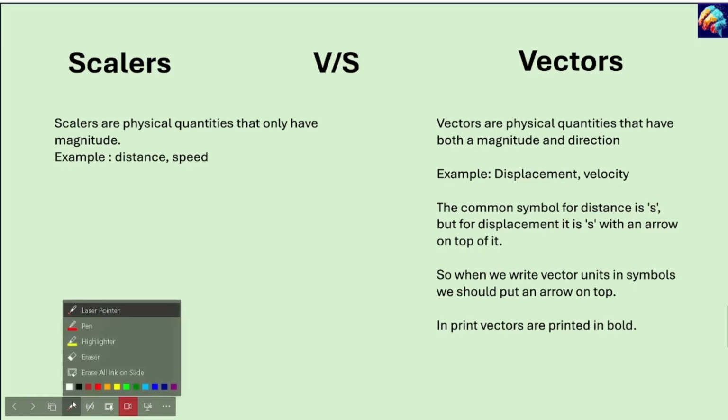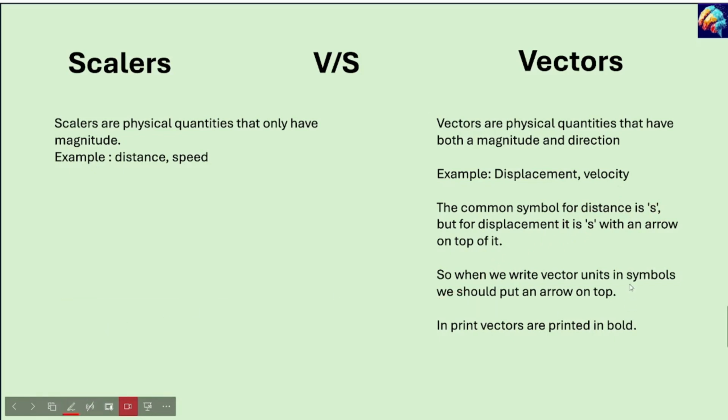So when we write vectors on paper, we put the symbol of it, and then we put an arrow on top of it. For example, acceleration, the symbol for it is a with an arrow on top of it. So this is the symbol for acceleration. In print, vectors are printed bold.